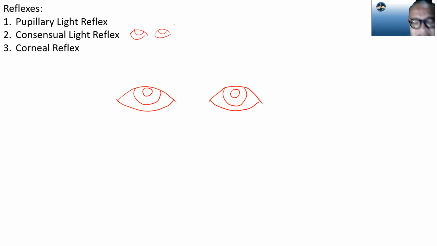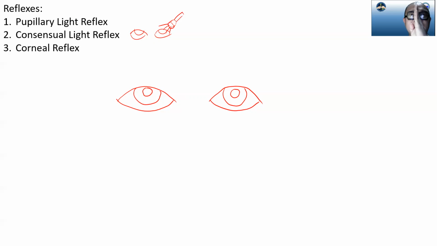Okay, the two of them will constrict, will respond even if you only shine the light on one eye. Okay, that's the reason why you cover this. Why? Because if you're shining the flashlight here, some of the light might also go to the other eye, and you're not actually testing the consensual light reflex. You're just testing the pupillary light reflex on the other eye. That's why you put a block here.